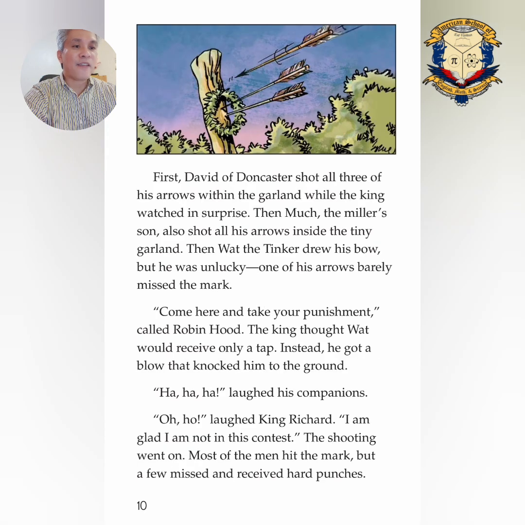First, David of Doncaster shot all 3 of his arrows within the garland while the king watched in surprise. Then Much, the miller's son, also shot all his arrows inside the tiny garland. Then Wat, the tinker, drew his bow, but he was unlucky. One of his arrows barely missed the mark.